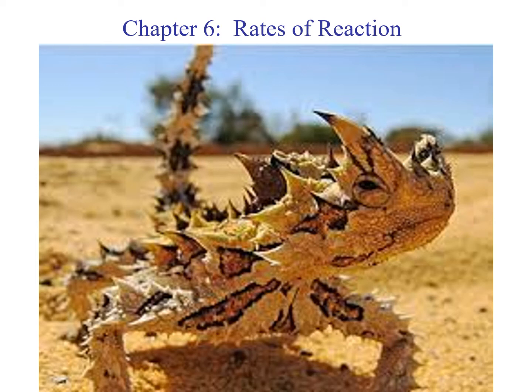We will be discussing rates of reaction, specifically chemical rates of reaction in this PowerPoint lesson. The animal shown here is known as the thorny devil. As a reptile, its body temperature varies with the temperature of its external environment. So as the temperature warms up outside, it warms up. If the temperature outside is cold, it is cold.